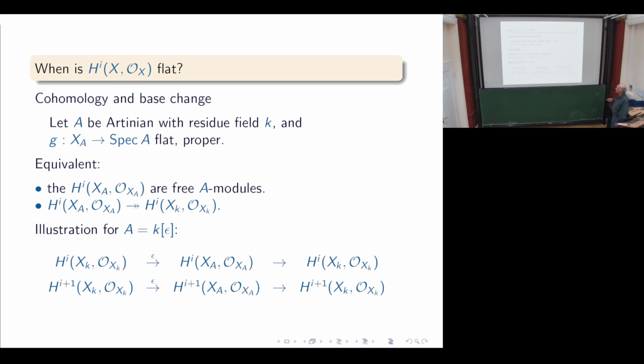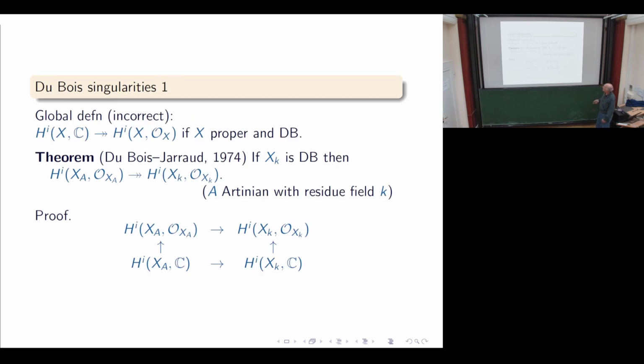Well, let's just illustrate this. When I have this k[epsilon], where epsilon squared is 0, I have this exact sequence. And so I need that this map, which I assume is surjective, so this map is injective and this map is surjective. So indeed, the dimension of this is twice the dimension of what I have here. These are the same, and that's exactly what I want. And based on this, you write the same sequence and induct on the length of the Artinian scheme. It's okay.